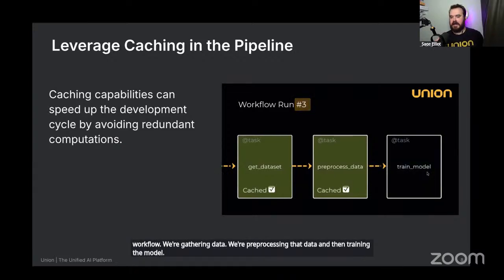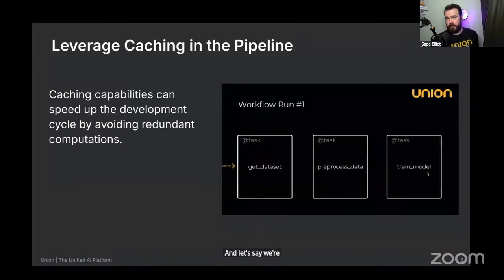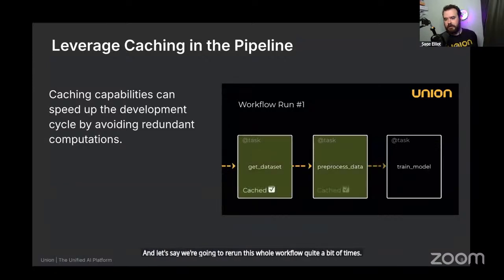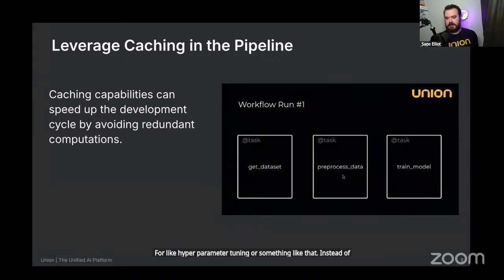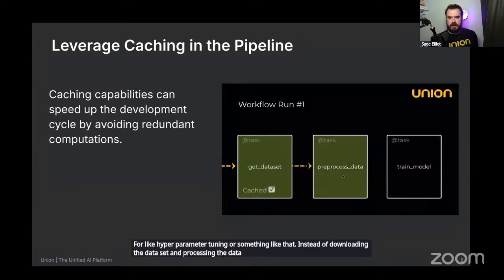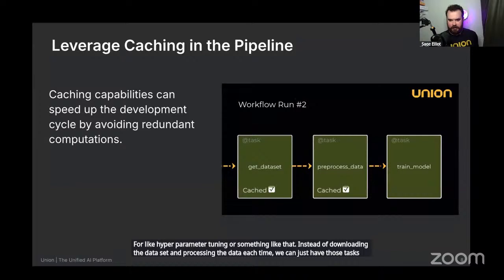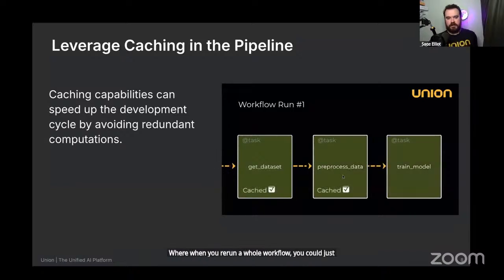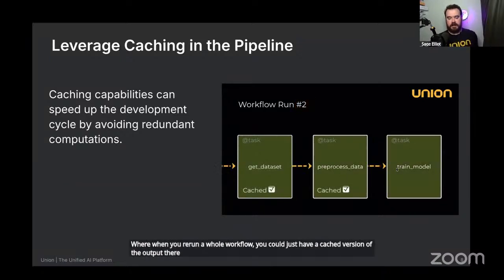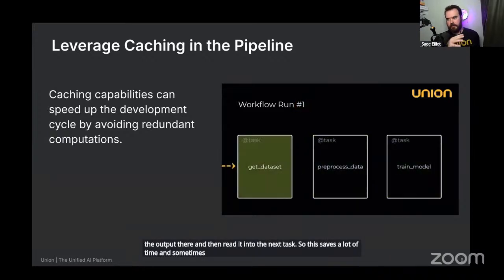And let's say we're going to rerun this whole workflow quite a few times for hyperparameter tuning or something like that. Instead of downloading the data set and processing the data each time, we can just have those tasks cached. And it doesn't have to be downloading or anything like that. This could be any task you think of in your pipeline, where when you rerun a whole workflow, you could just have a cached version of the output there and then read it into the next task.